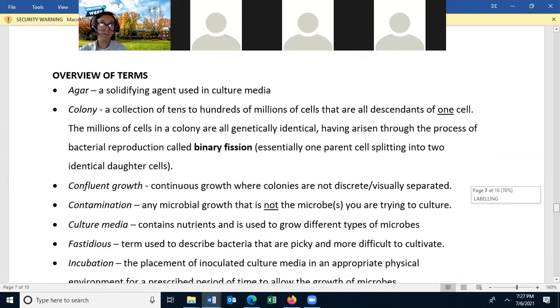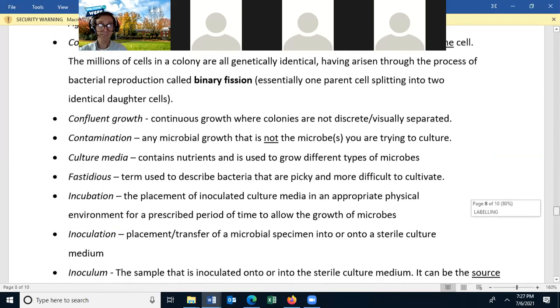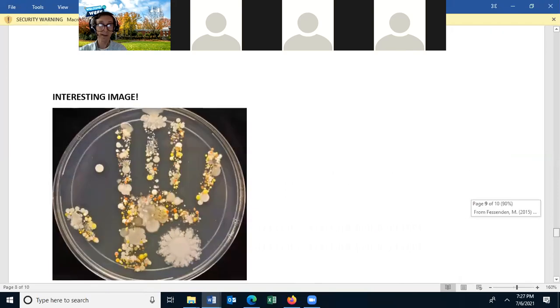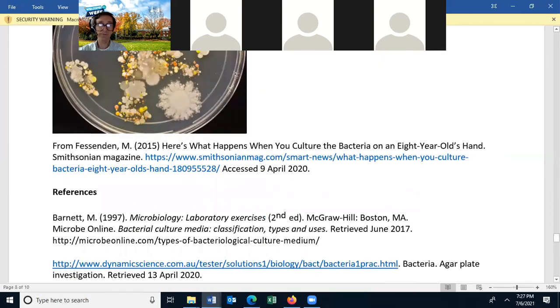All right, you should know the terms of this lab. They're listed here. And then you should go through the lab. You don't need to really do anything with the references.